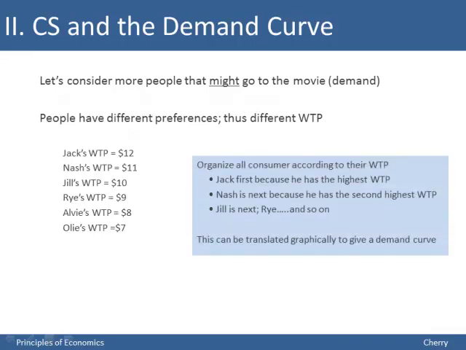So the first thing we want to do is organize all these buyers according to their willingness to pay. I've organized it with Jack being first because his willingness to pay is the highest, and Ollie's is last because his is the lowest. And so we rank order those down in order, and we do that because that allows us to translate these willingness to pays to a demand curve.